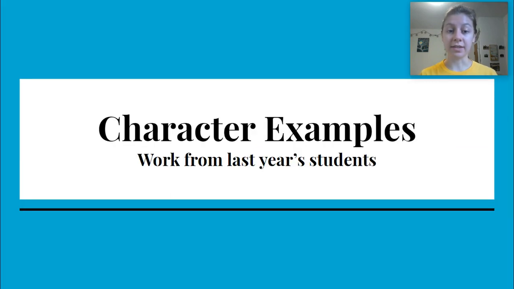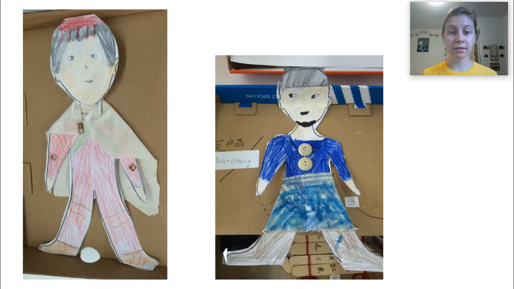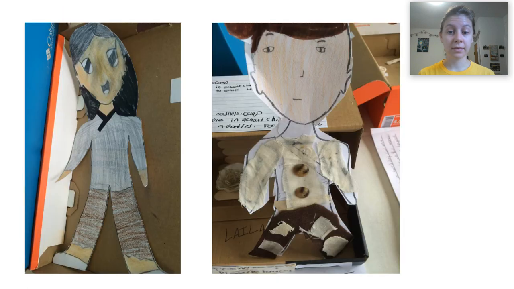So let's look at some examples. These are character examples from last year's students. And as you can see, they have colored and drawn their characters. They also took into account their social class. So these two characters have brightly colored clothes. That means that they were probably of higher social class. These two characters have very dull looking clothes. So this tells us that they were probably peasants or of a lower class in society.